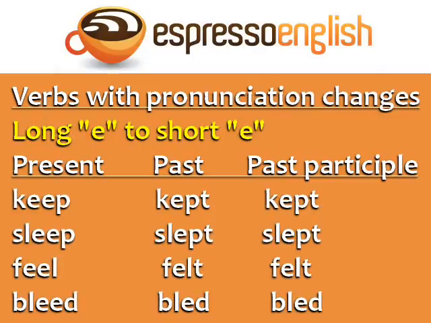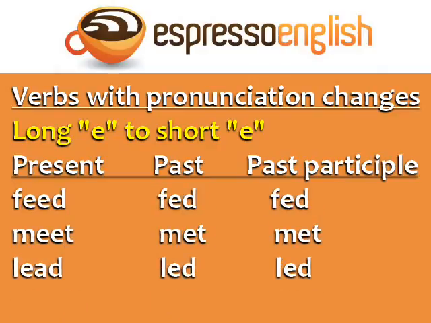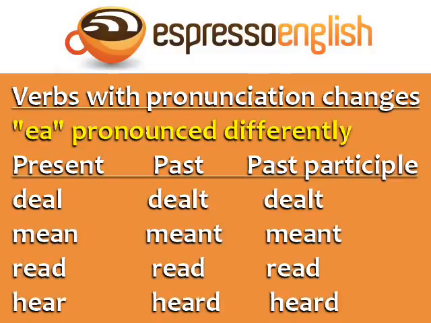Another group of irregular verbs is verbs with pronunciation changes. For example, long E to short E. Keep, kept, kept. Sleep, slept, slept. Feel, felt, felt. Bleed, bled, bled. Feed, fed, fed. Meet, met, met. Lead, led, led. Another group has EA pronounced differently from the present to the past and past participle.